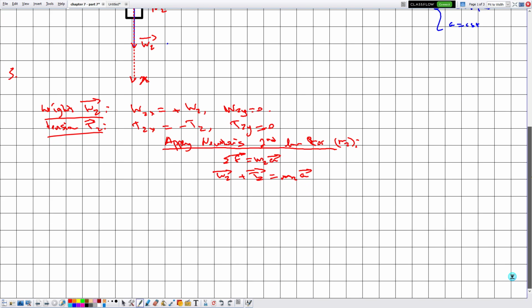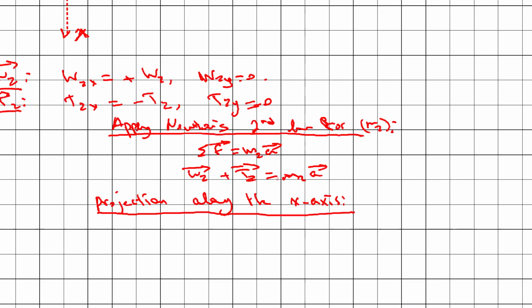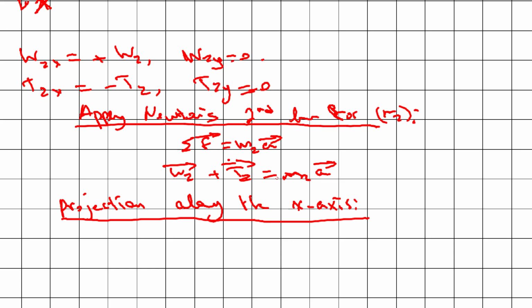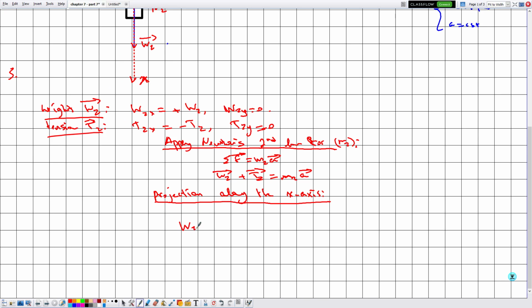And now any vectorial equation can be solved by considering the projection along the convenient axis. Recall that here along the y-axis we will not benefit from it. So let's take the projection along the x-axis. Simply what will happen here is that we drop the vector sign from the vector quantities, and each quantity will carry the label x. And we have W2x, which is W2 minus T2 is equal to M2A.